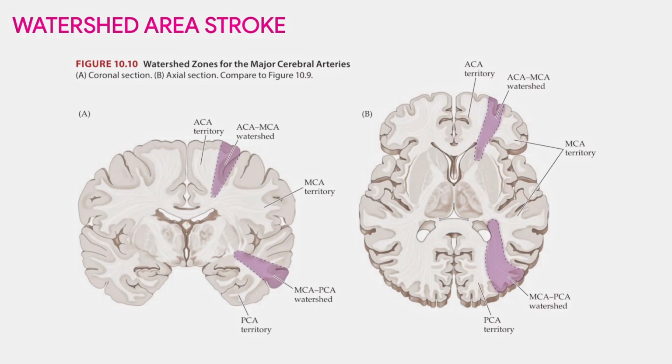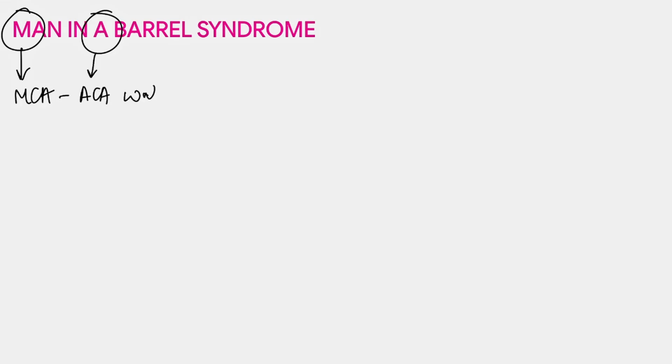So now what will be the symptoms? Let's assume there is an ACA-MCA watershed stroke. It classically leads to something called man-in-a-barrel syndrome. It's better if you understand it, but if you really want a way to remember it, you can remember man-in-a-barrel: it's between the ACA and MCA, the watershed area.